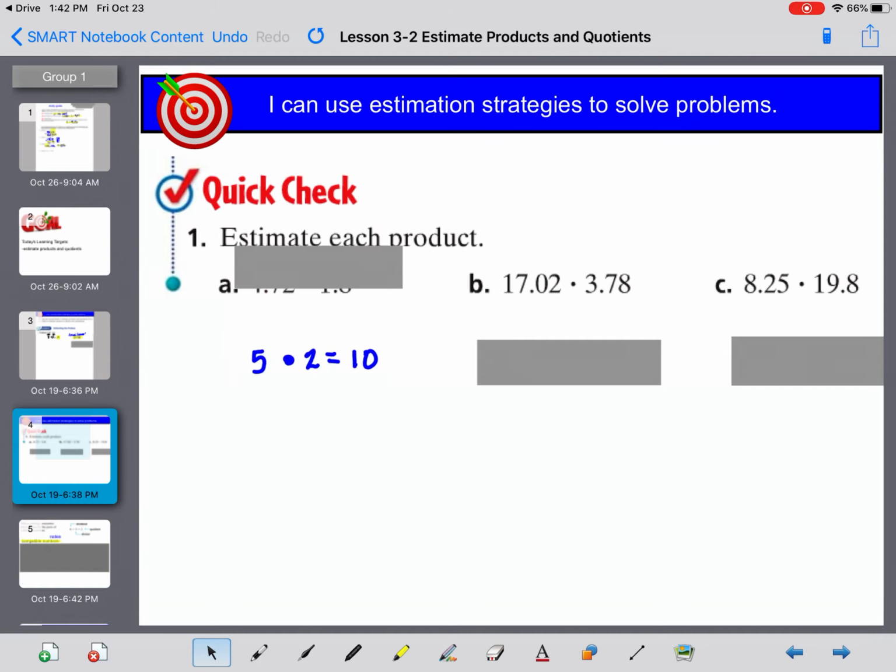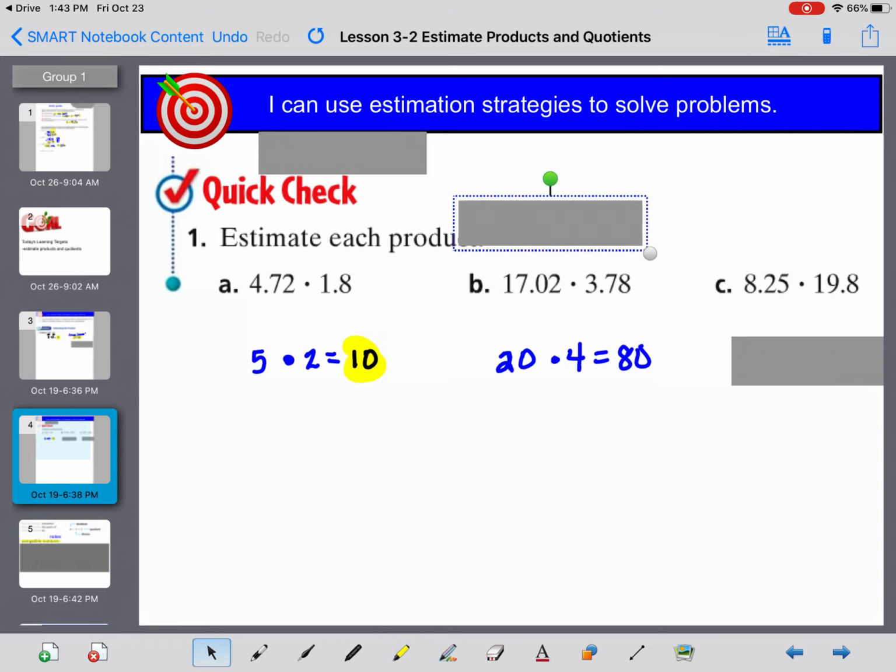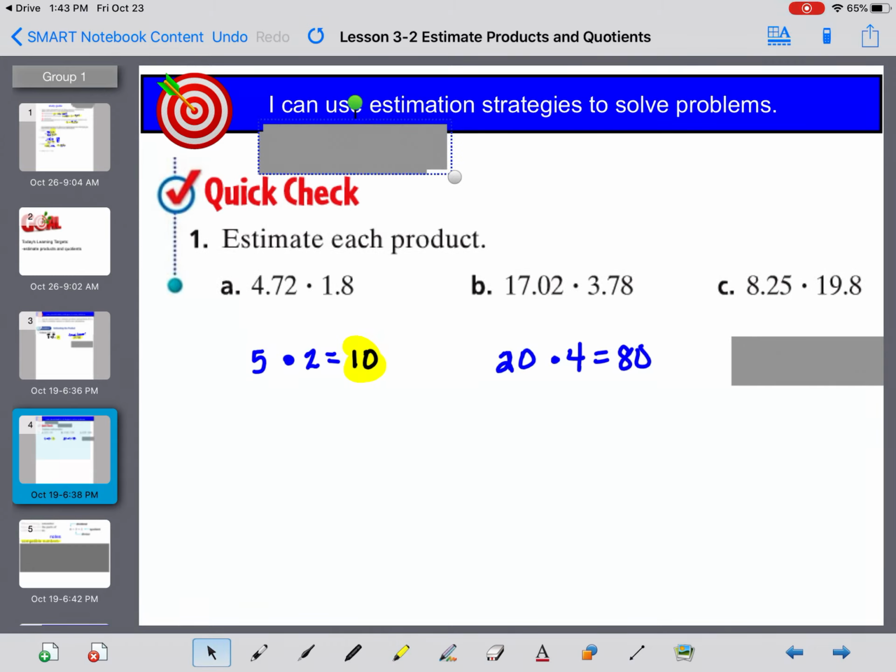For the first one, I rounded the 2 numbers to 5 and 2, and my estimated answer, or product, is 10. The next problem, I rounded my numbers to 20 and 4. 20 times 4 is 80. Now you might have rounded a little different. You might have rounded to 17 and 4, or 17 and 0 tenths times 3 and 8 tenths. Those will all work also.